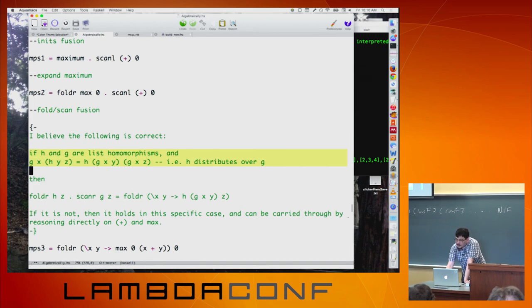So I think this is a general statement, that if you have a distributive property among these two list homomorphisms, then you can always fuse them in such a fashion. You certainly can do so by direct reasoning in the case where you have max and sum.